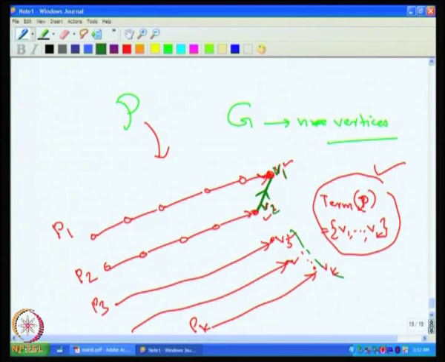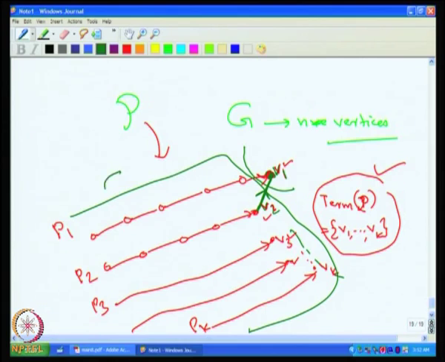Now, I decide to remove this vertex from the graph. This v1 will be cut away from the graph, and I will consider the remaining graph, this graph. Let this new, smaller graph be called G dash. In G dash, if I take this one, this one, this one, this one and this one, definitely it is a path cover of G dash.